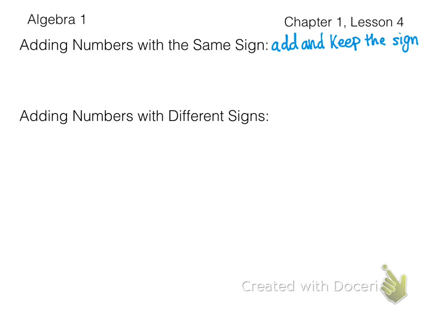Moving on, adding numbers with the same sign. You're going to add them up and keep the sign, because if you're adding a positive and a positive number, you just get a more positive number, and if you're adding a negative and a negative, you get a more negative number. For example, 2 plus 6: 2 and 6 are both positive, so when you add them up, you get a more positive number, which is 8. And negative 2 plus negative 6 gives a more negative number, which is negative 8.